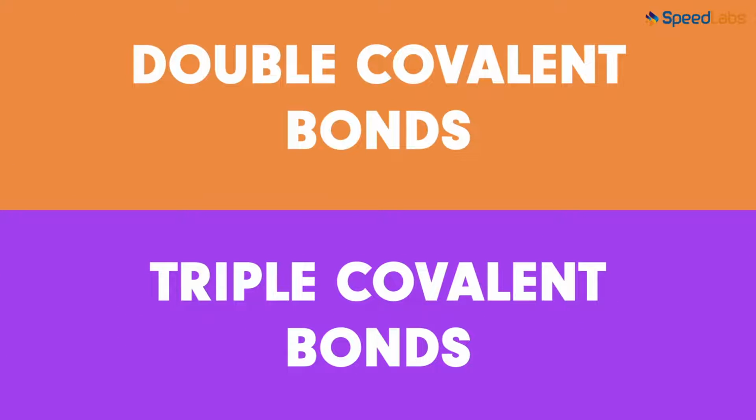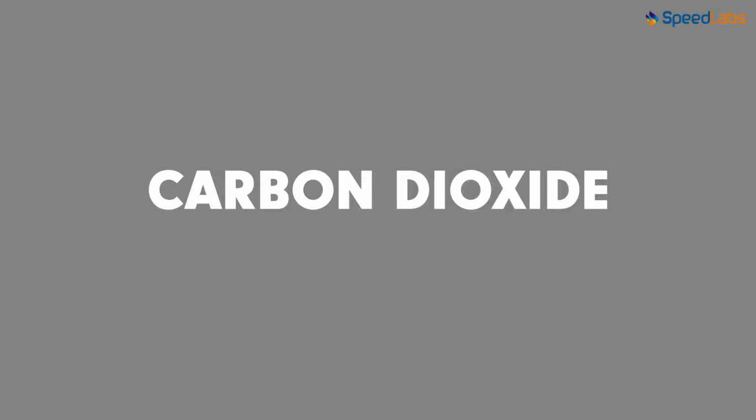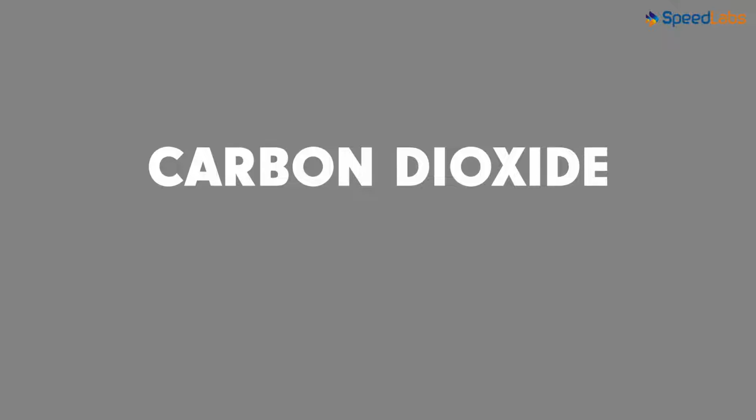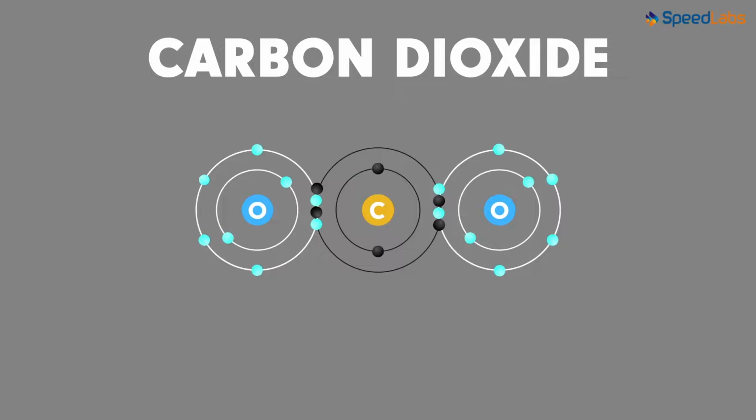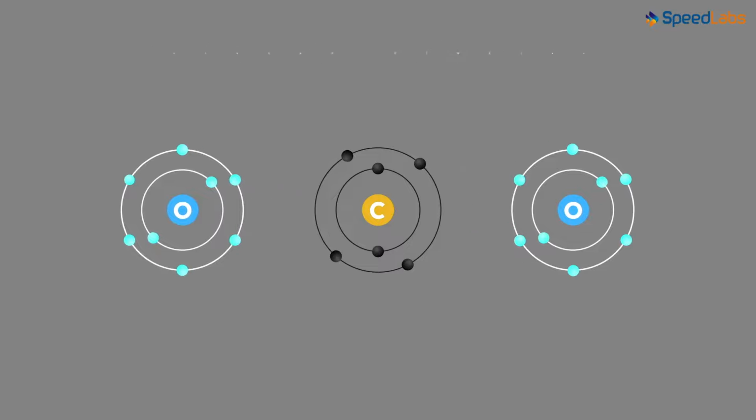To understand this, we take a simple example of the compound carbon dioxide. Can you draw the typical molecular structure of carbon dioxide? Yes, it appears somewhat like this. 2 oxygen atoms bonded with 1 carbon atom. How is this bond formed, by the way?